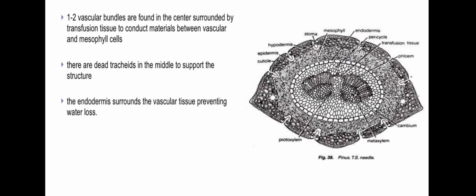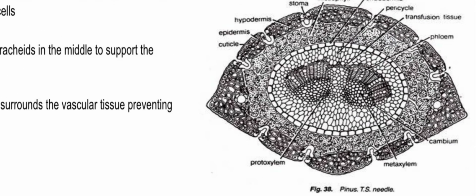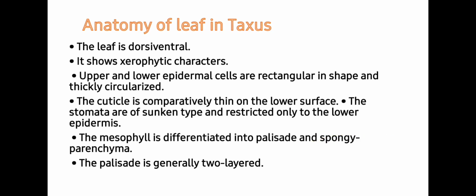Basilar bundles are also surrounded by the transfusion tissue, and it is generally present between the vascular bundles and mesophyll cells to provide support. So this is the leaf anatomy in case of Pinus.